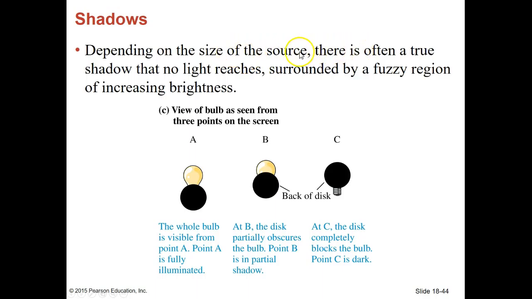Depending on the size of the source, there's often a true shadow that no light reaches, surrounded by a fuzzy region of increasing brightness. So you can see the same type of thing when we look at this bulb as we look from 3 points on a screen.